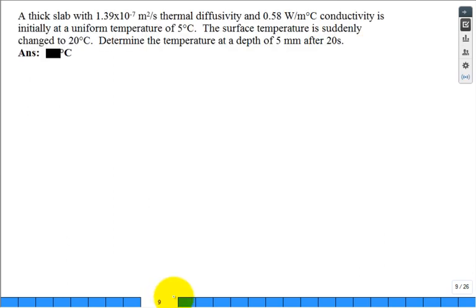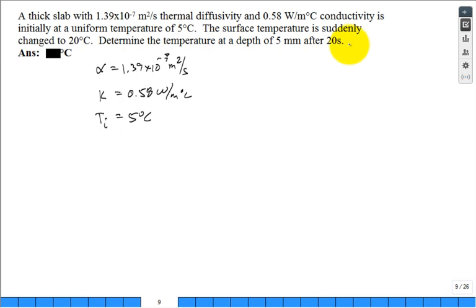Let's solve a problem. We have a thick slab with thermal diffusivity alpha equal to 1.39 times 10 to the minus 7 meters squared per second, and it has a thermal conductivity K of 0.58 watts per meter degree C. It's at a uniform temperature, T initial is 5 degrees C. The surface temperature is suddenly changed to Ts equal to 20 degrees C. Determine the temperature at a depth x equal to 5 millimeters and time of 20 seconds.